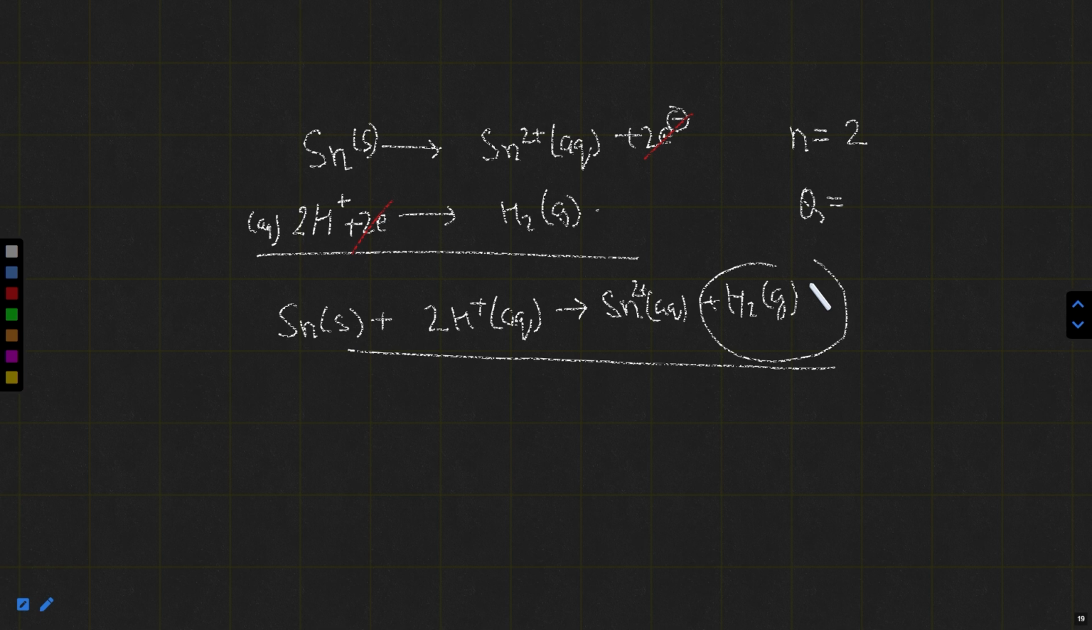Divided by H plus concentration square. Again, you will do the square because H plus has a coefficient of 2. So Sn2 plus concentration divided by H plus concentration square. This is the final one.